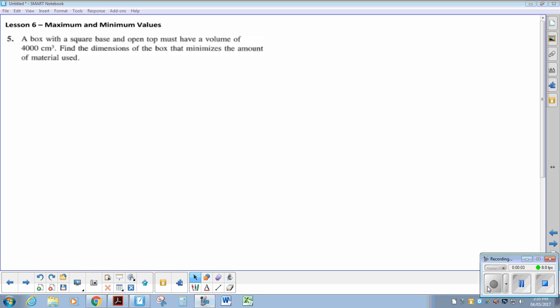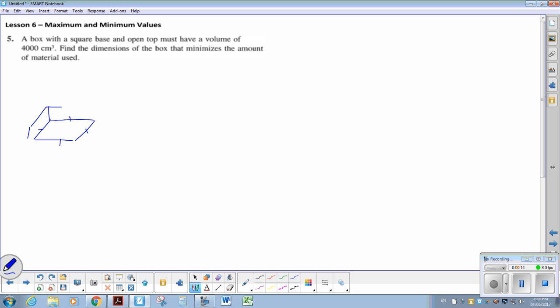Hello, this is Unit 4, Lesson 6. I'm looking at question number 5. It says a box with a square base. So let's see with my drawing skills. So there's my square base. All right, so let's call it X to be wild and crazy.